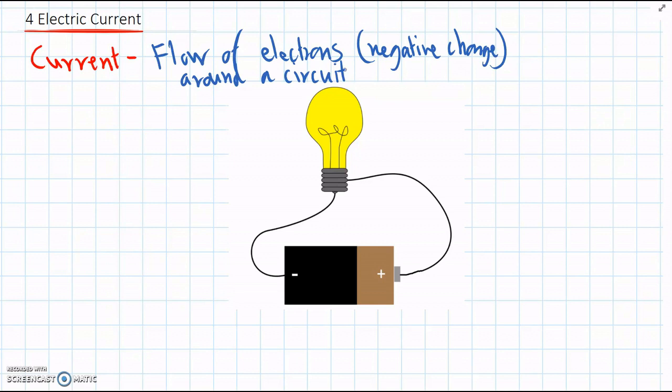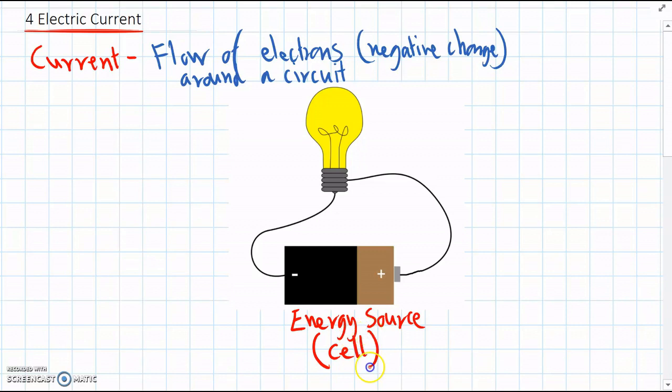So the way that current flows, it always starts at the energy source. And here's a diagram of a really simple circuit. We have our energy source here, which is a battery. Technically, a battery is called a cell, unless we hook up lots of batteries together. And then we can technically call it a battery.